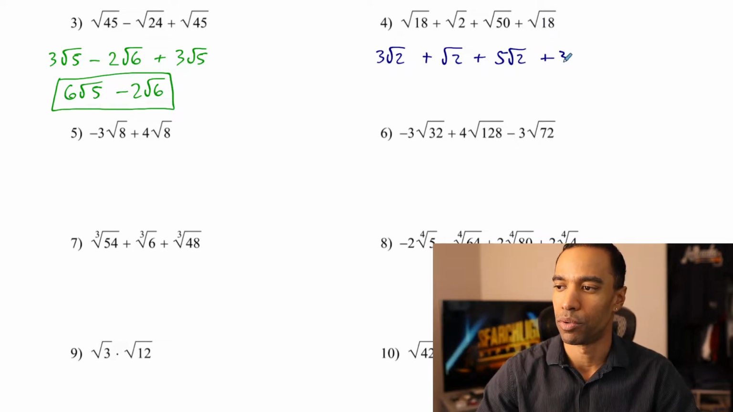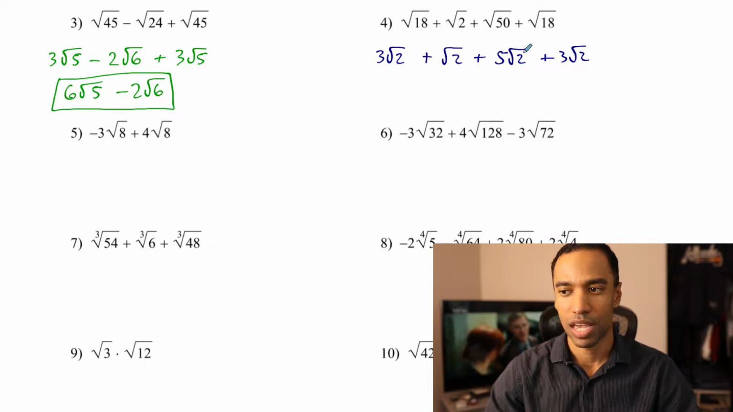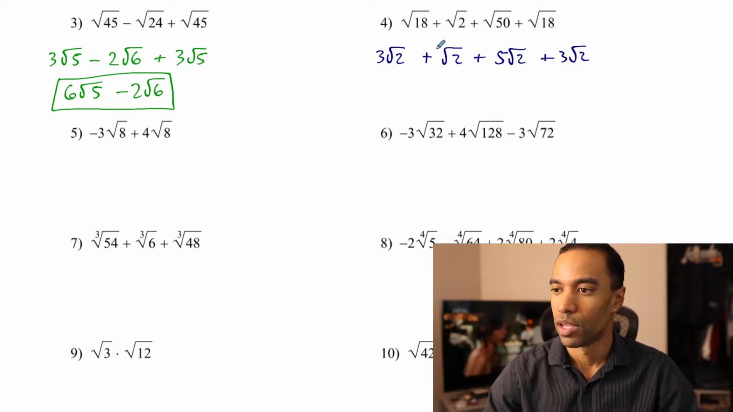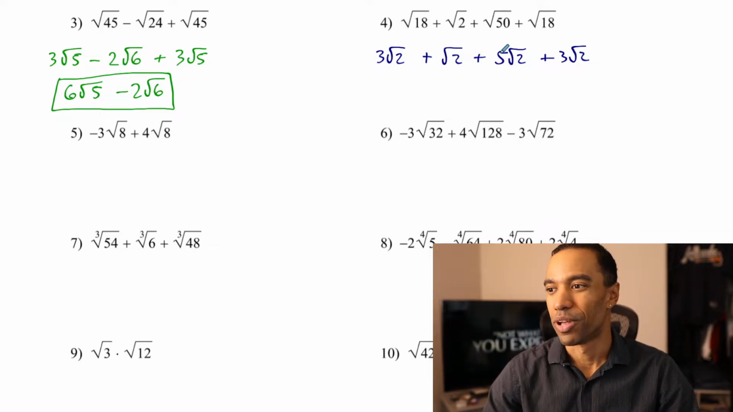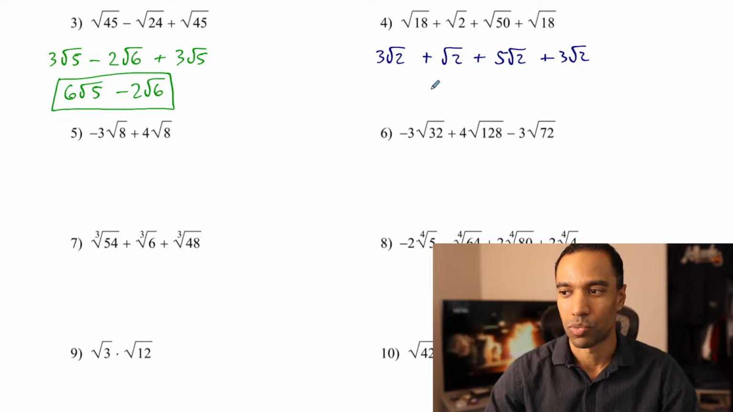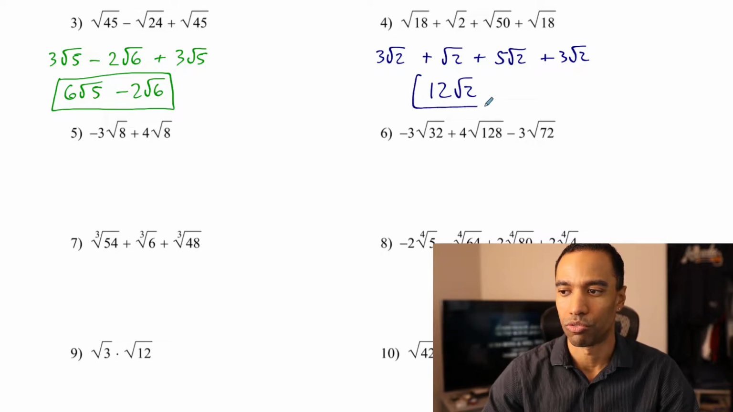And then another 3 root 2 right here. All of these have root 2's. Woohoo! 3 plus 1 is 4, plus 5 is 9, plus 3 is 12. So we're going to get 12 root 2 from that.